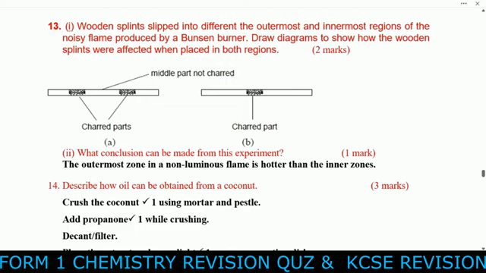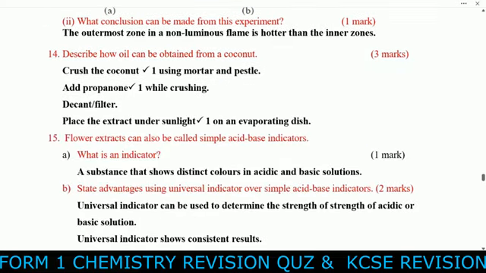Describe how oil can be obtained from a coconut. This one is also a very common question. Crush the coconut using a mortar and pestle and add propanol. While crushing, decant and filter. Place the extract under sunlight in an evaporating dish.